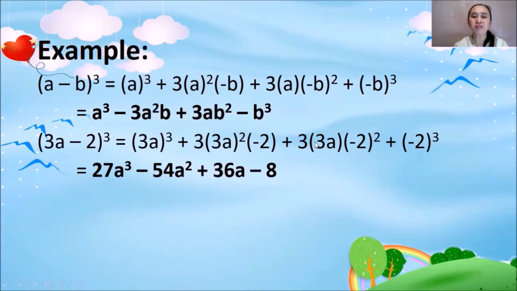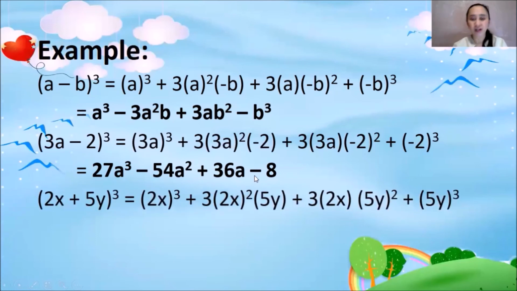Kaya 4 times 9 ay positive or plus 36. And bring down a. Negative 2 times negative 2 ay positive 4. And 4 times negative 2 is negative 8, kaya minus 8. Therefore, the cube, the quantity 3a minus 2 raised to the exponent of 3 is equal to 27a cubed minus 54a squared plus 36a minus 8.